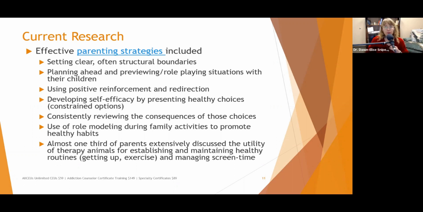Almost 1/3 of parents in this particular study extensively discussed the utility of therapy animals for establishing and maintaining healthy routines. If they had a dog, the child would know that the dog is their responsibility. They need to get up in the morning because they've got to walk the dog. They need to feed the dog. They feed the dog and then they eat breakfast while the dog is eating. And they would correlate their different routines. They would walk the dog before bed, and then they would go to the bathroom before bed. Having a dog in particular also increased healthy behaviors like exercising, because they were walking the dog and they were getting up and moving instead of sitting in front of the TV or the computer.